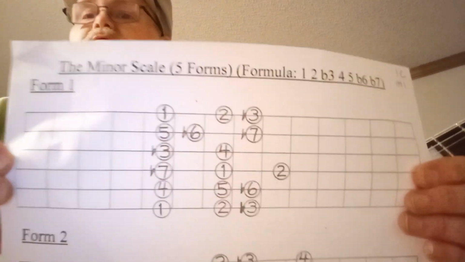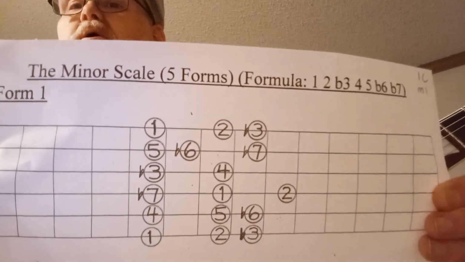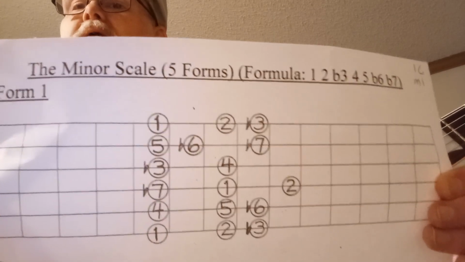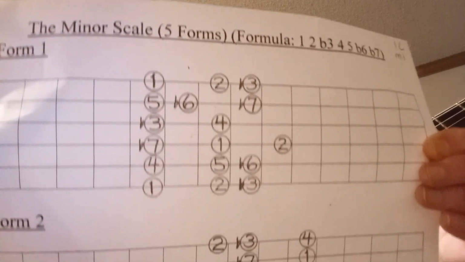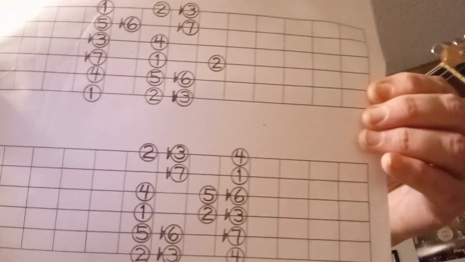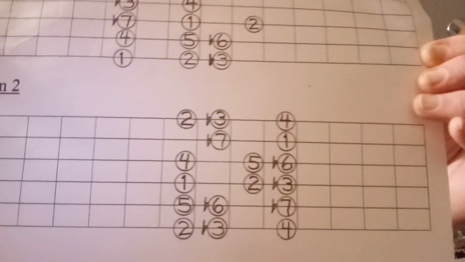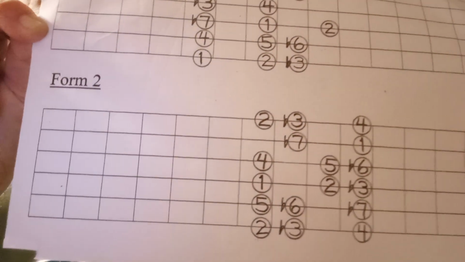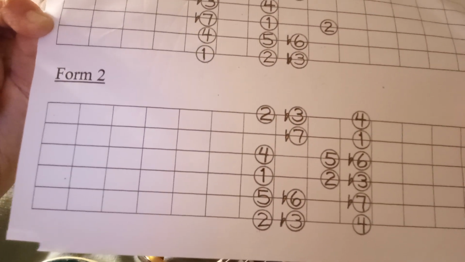So if we look here at our minor scale, and this is form number 1, and I'm also going to do form number 2 today. There we have form number 2.